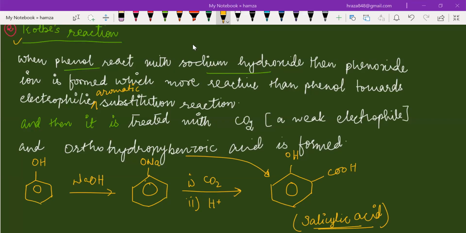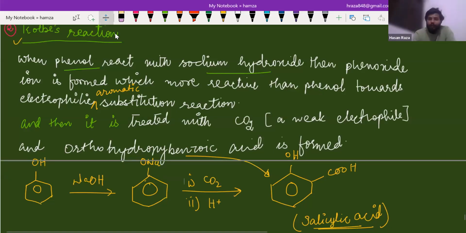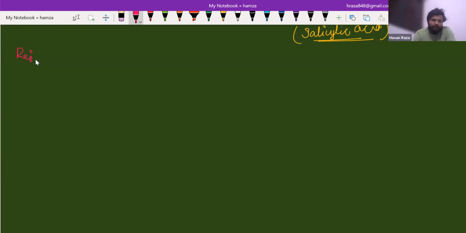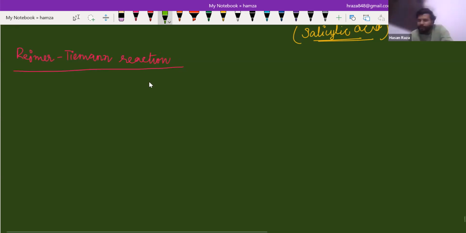Now see, the next reaction is also very important. One of the most important name reactions of this chapter. That is basically Reimer-Tiemann reaction. Now see, what is this Reimer-Tiemann reaction? Since we are studying electrophilic aromatic substitution reaction, basically reactions of phenol. We are studying a reaction of phenol.